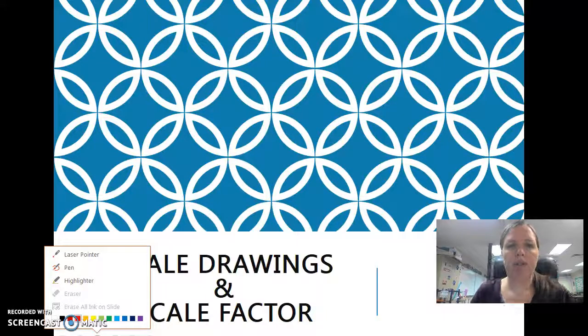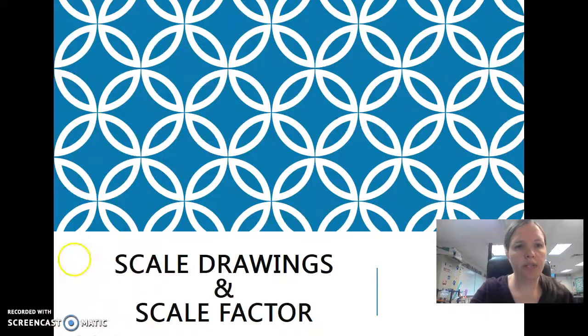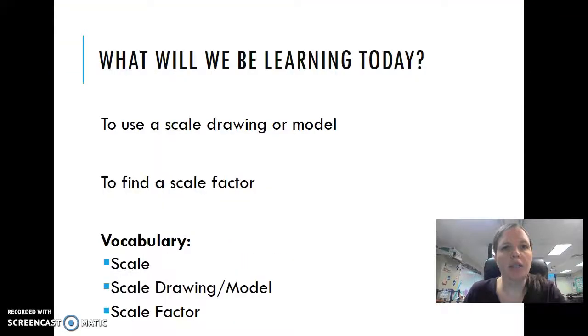Alright, so we are going to talk about scale drawings and scale factors today, which are related to topics that we've covered before. Kind of bringing geometry back in with what we'll see in a minute here. So today we're going to talk about using scale drawings and how to find a scale factor. And you see the vocabulary we're going to use a lot to do with scale. So you're going to be filling in your notes as we go along.